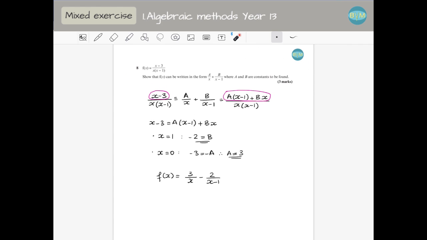And that's it. So please try not to just find the constants, but do whatever they ask you, so that it can be written this way. If you have to write it this way, I would write it this way, just in case. That's all for this question.